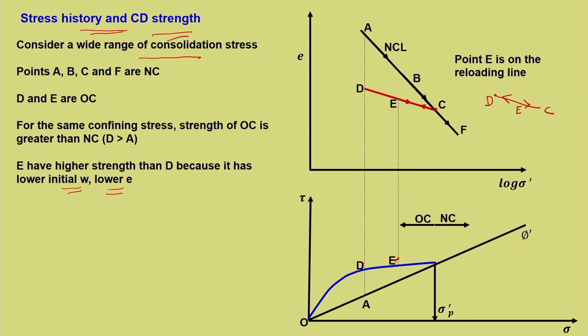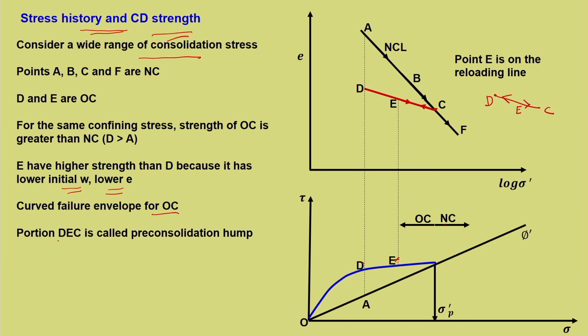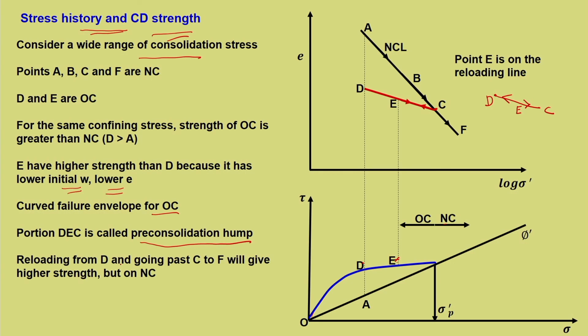Now this becomes the curved failure envelope, which we have already seen previously. See, the curved failure envelope for OC, we have already seen this. The portion DEC is called the pre-consolidation hub. So this particular curve DEC, so C will come here, reloading from D, and going past C, that is from here it is reloaded to C, and then when it is loaded further it moves along to F. So now F is a normally consolidated point and it will have higher strength. From D to C it reaches here because C is the pre-consolidation pressure. On further loading it goes up to F.